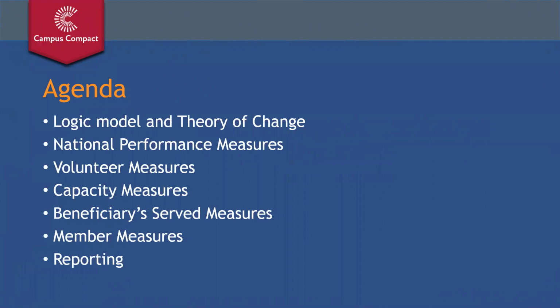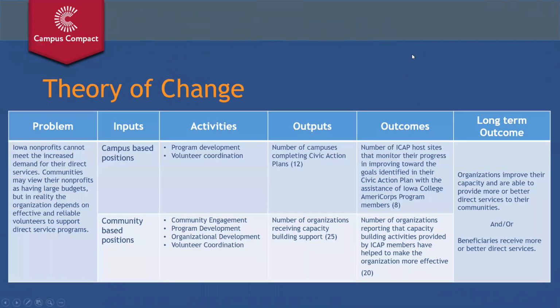Then we're going to talk about all the different performance measure categories. We have our national performance measures. Those are the things that we report on the success of this grant. Then we have volunteer measures, capacity measures, beneficiary served measures, member measures, things that we measure about our specific members serving the program. And then lastly, what does reporting look like for this program? If you have questions throughout, please let me know, and we're happy to answer them.